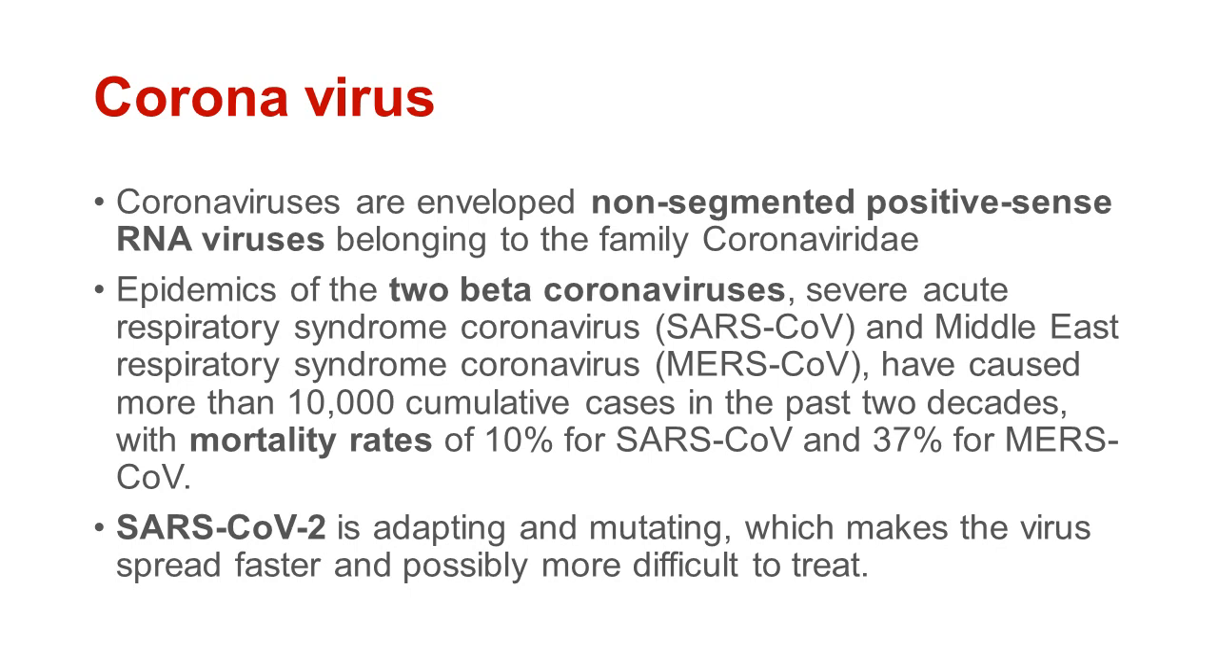The death rate is 10% for SARS-CoV and 37% for MERS-CoV. In the case of SARS-CoV-2, the death rate keeps increasing. Why is that the case? Because SARS-CoV-2 is adapting and mutating continuously, thereby it's difficult to control the spread, and the treatment is going to be difficult.